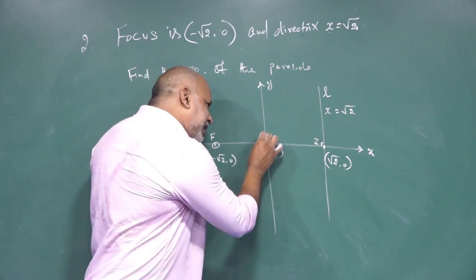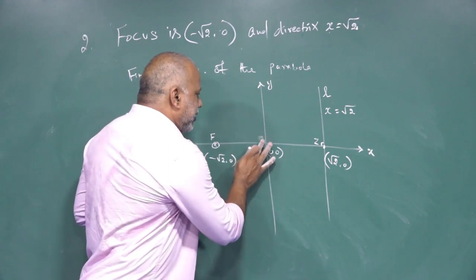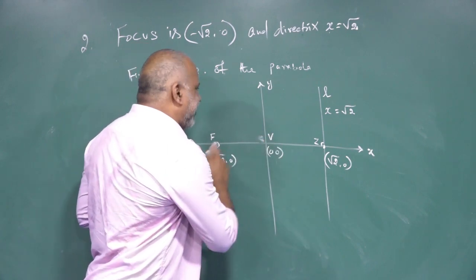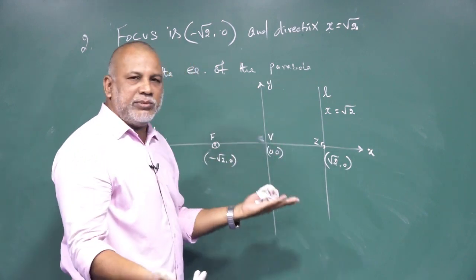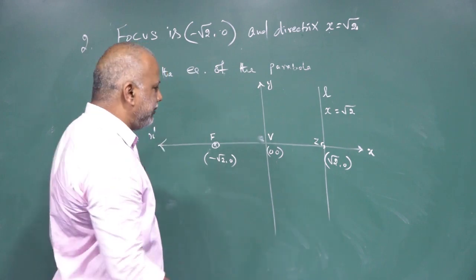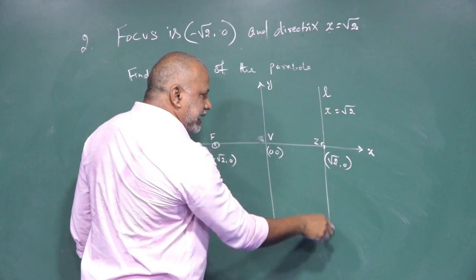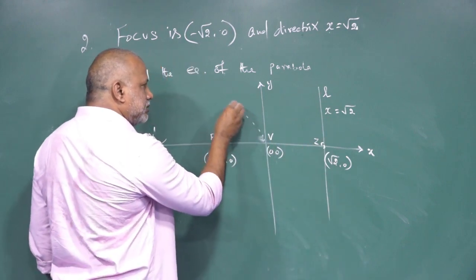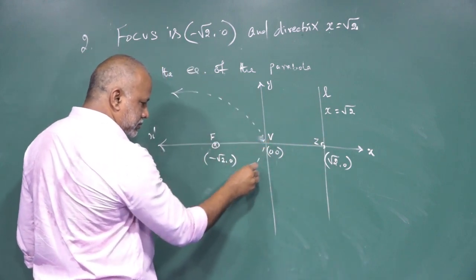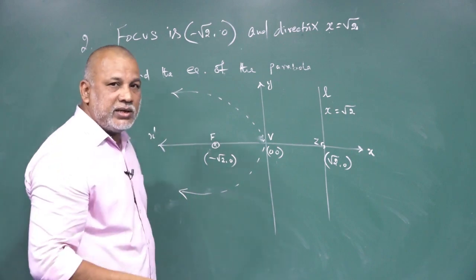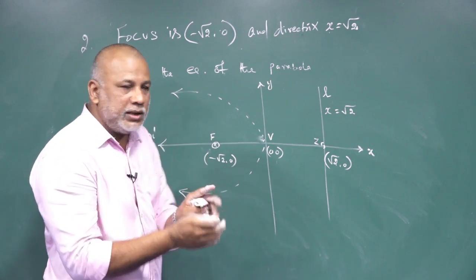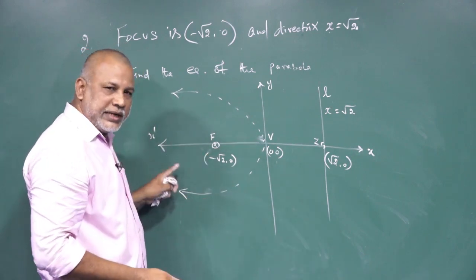So V is the vertex. We can say the vertex is the midpoint of F and Z. So the midpoint must be the origin (0, 0) only. Now see focus here, vertex here, then the directrix here. Just now I explained focus must be placed in the opening only. So this is the parabola type number 2.